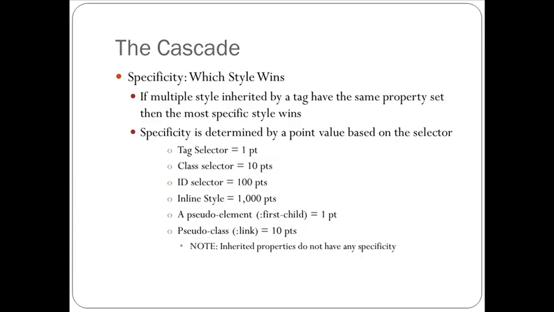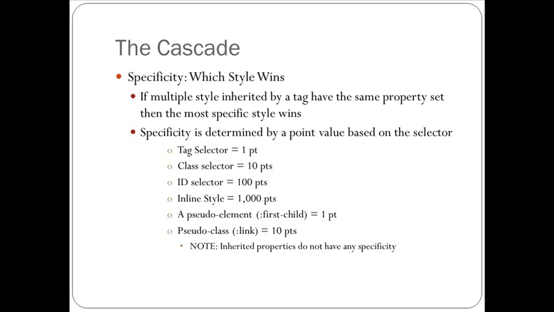So which one wins out? If multiple styles are inherited by a tag, have the same property set, then the most specific one wins. We talked about that earlier. After that, then you have to determine what the specificity is. And you do that on a point basis. A tag selector is worth only 1 point.